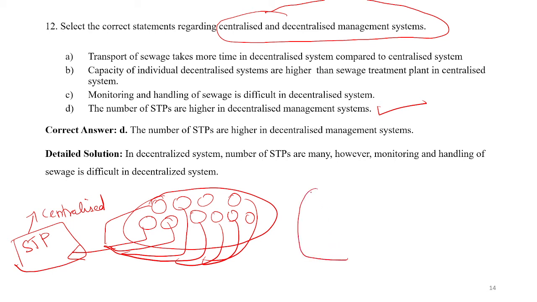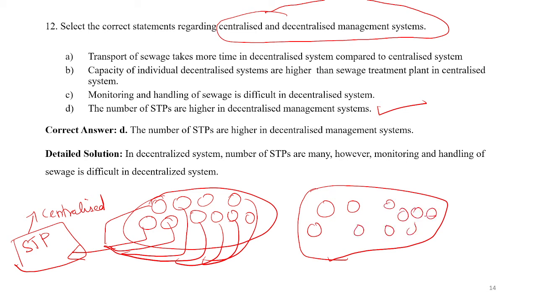Now let's come to the decentralized system. You have many small communities here, but you have decided to treat these two communities in one STP or one treatment system, and these three in one, and these three in one, and the remaining two in another.